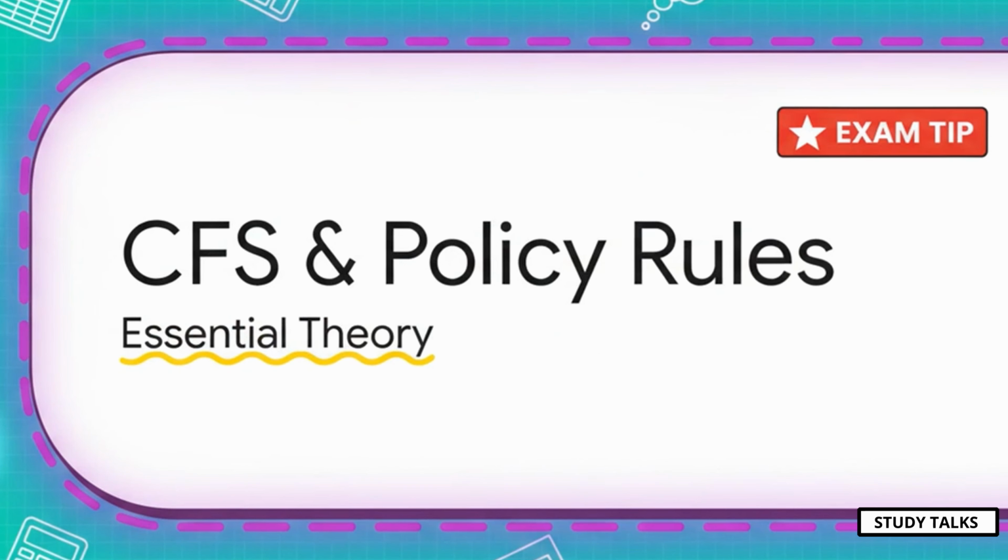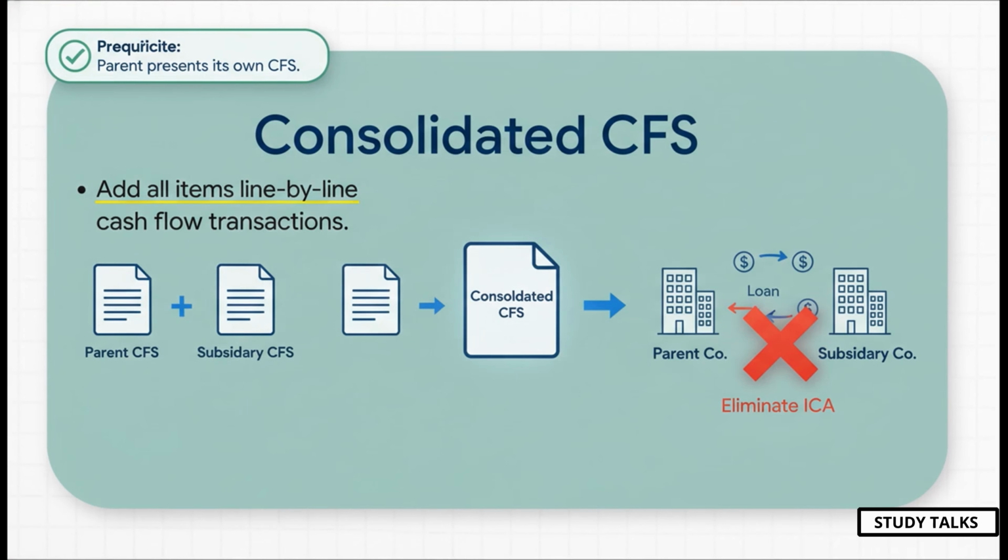Okay, let's switch gears. We're moving on to Section 2. We're going to step back from the calculations for a minute and cover some essential theory, the kind of stuff you just can't afford to get wrong in the exam. First up, the Consolidated Cash Flow Statement. The rule here is pretty straightforward. If the parent company has to prepare its own CFS, then the group has to prepare a consolidated one too.